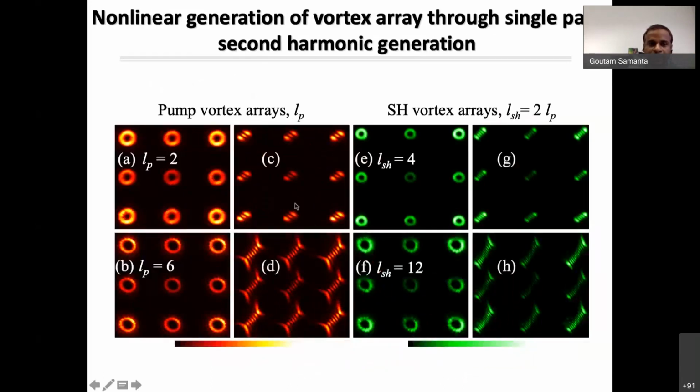Just to give an example, let's say we wanted to generate a 3 by 3, a 9 vortex array. That is what you can see in the case of the pump. And when we do the nonlinear interaction, you can also see in second harmonic generation the array of such input vortices.